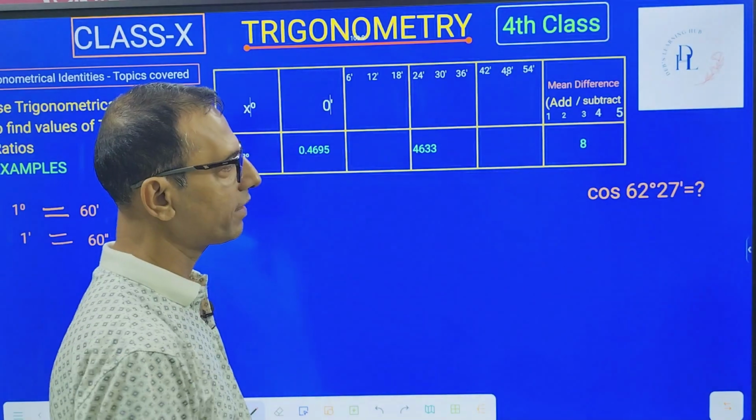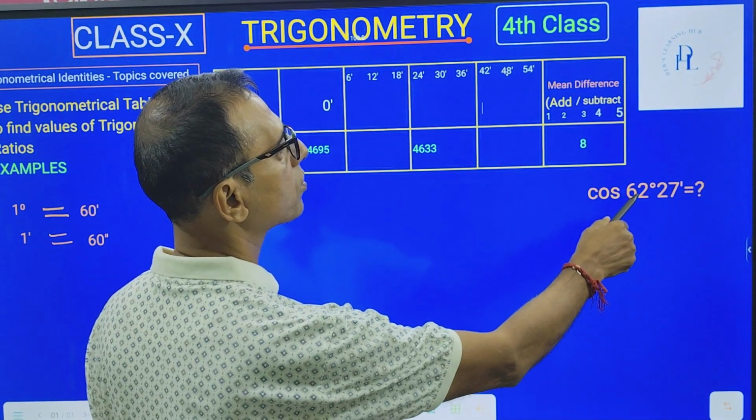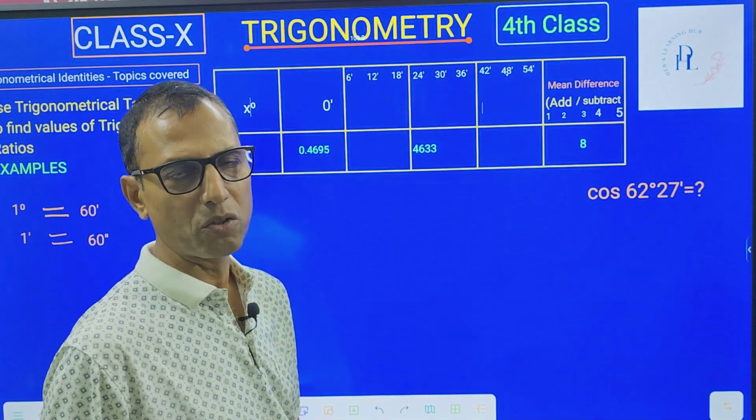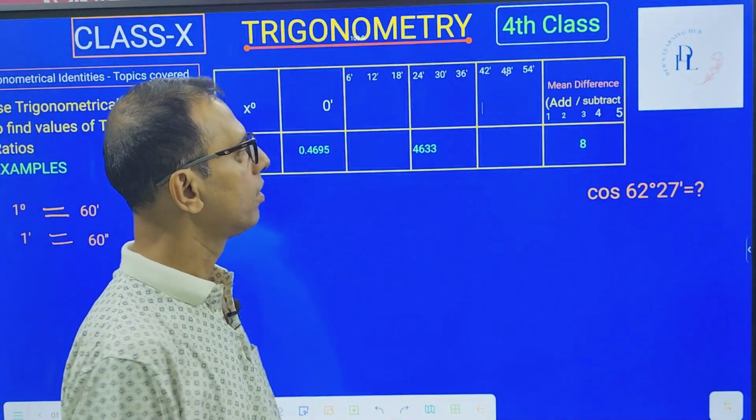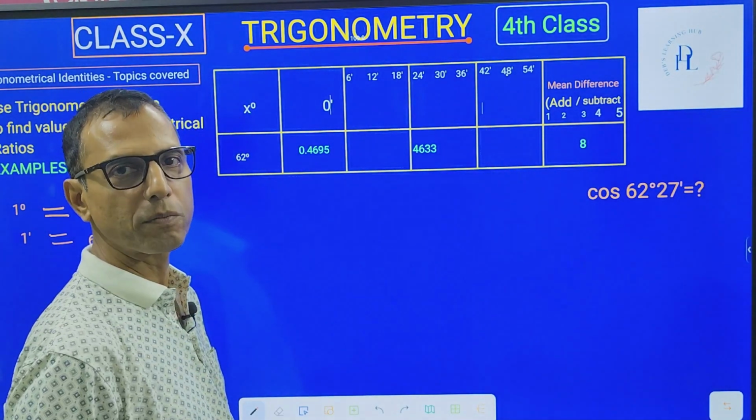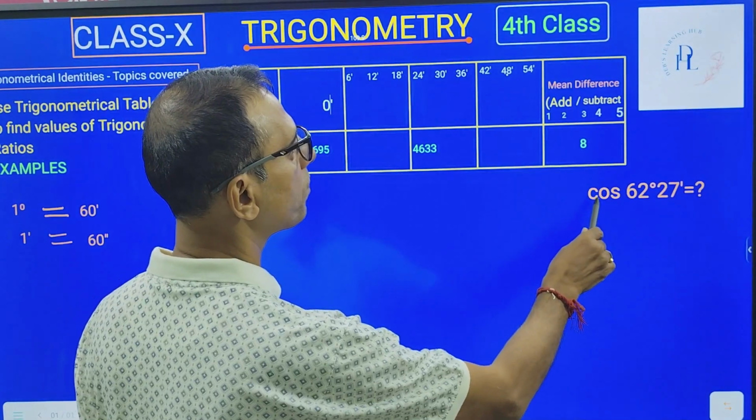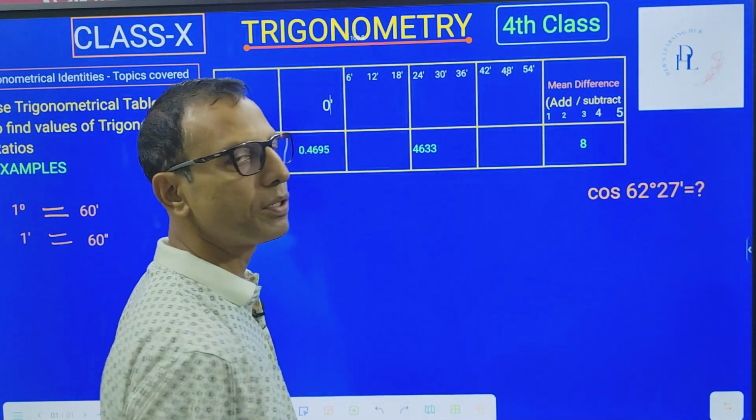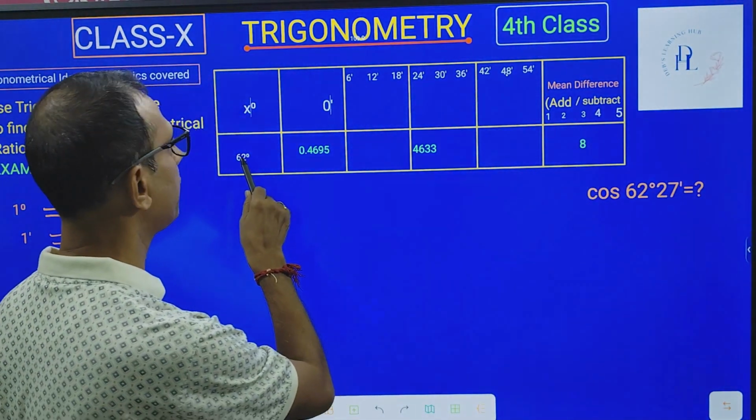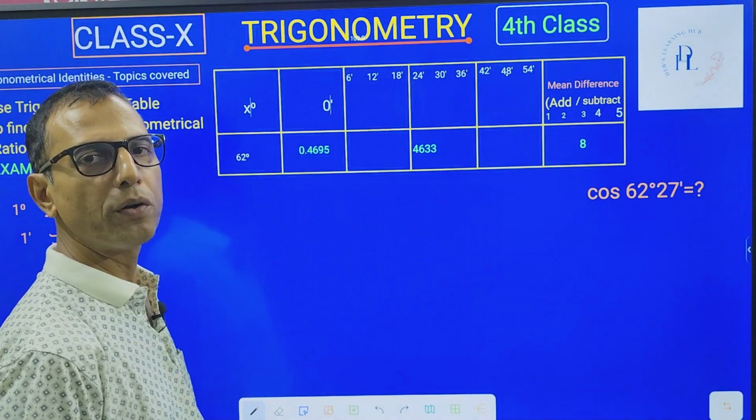Why is it given like this? Because in the exam, nobody will give you the entire table, so they will give some sample values from the table, right? So you need to find cos of 62 degree 27 minute. Cos of 62 degree 24 minute is already given.